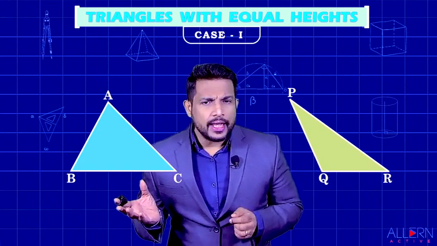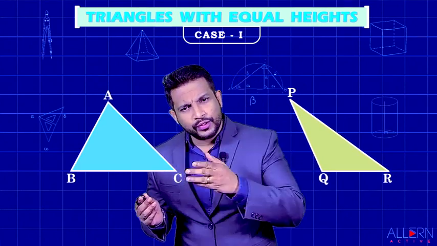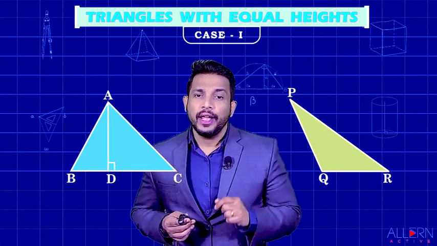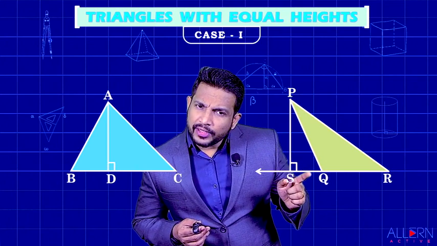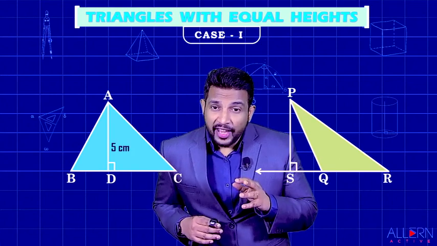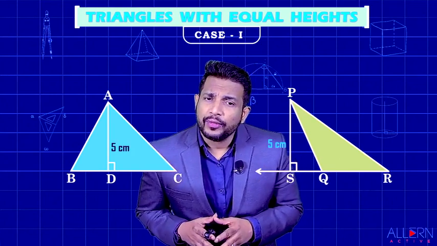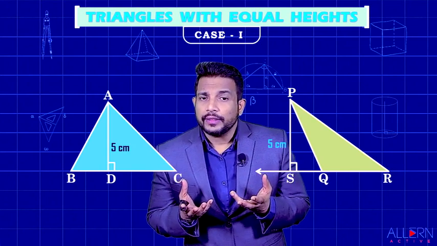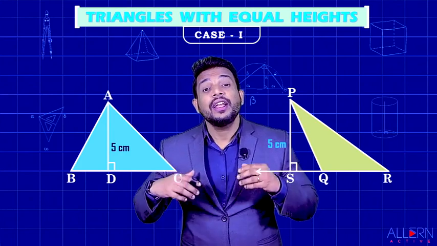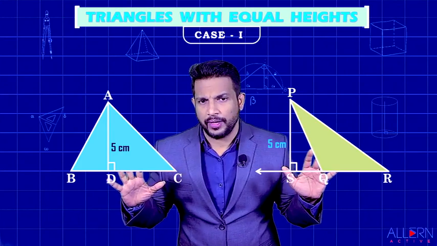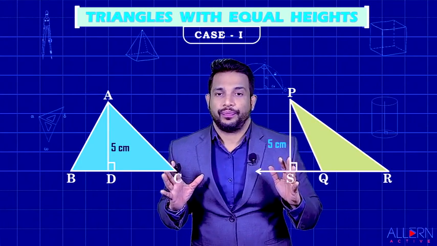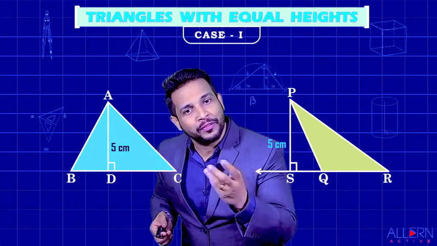We have a triangle ABC, we have another triangle PQR. So in this triangle ABC, if I say base is BC, I consider the height as AD, right? And here I'm considering QR as the base and PS as the height. Here I'm saying that AD is given to us as 5 and PS is given to us as 5. So what do we observe? We observe that the heights are equal. So this is a case where the heights are given equal. We need not think anything apart from that. It is directly given in the sum that the heights are equal. This is one case. It's the easiest thing because we just observe and we come to know.